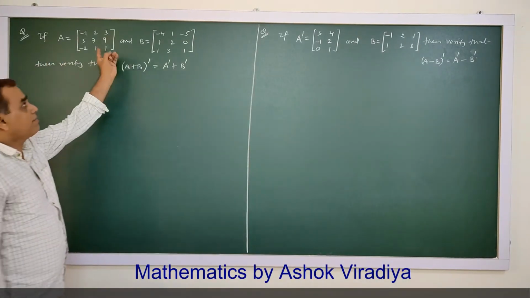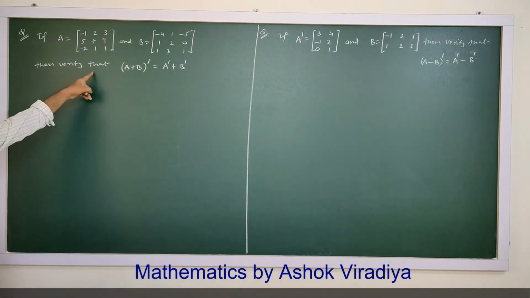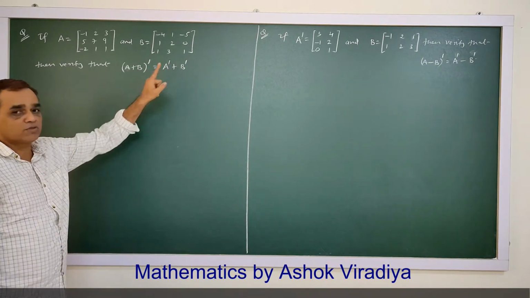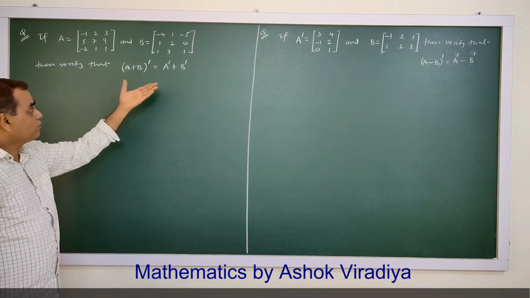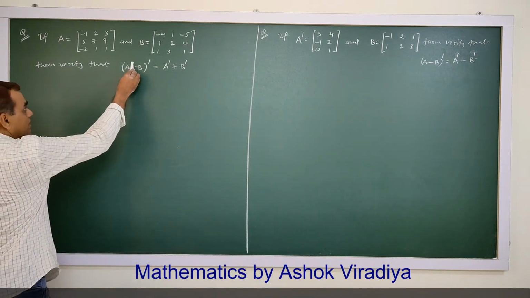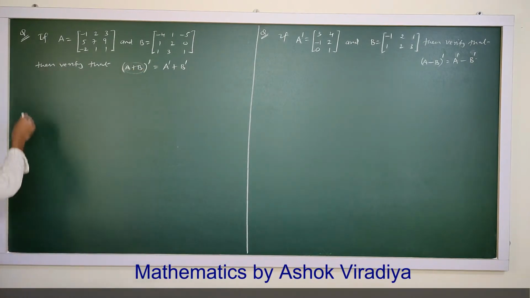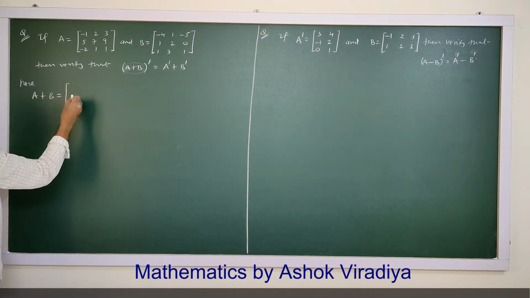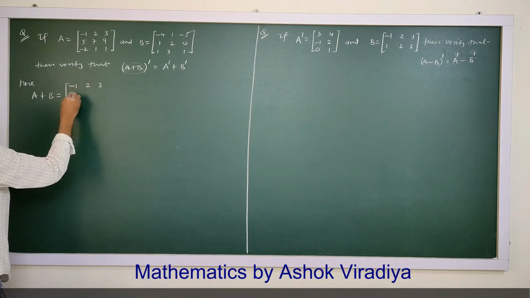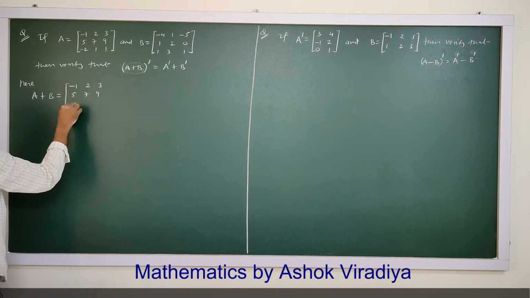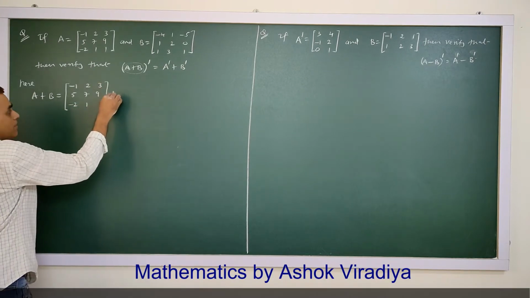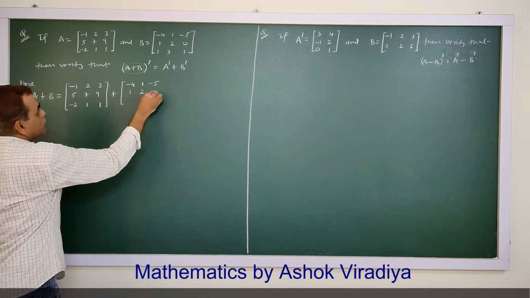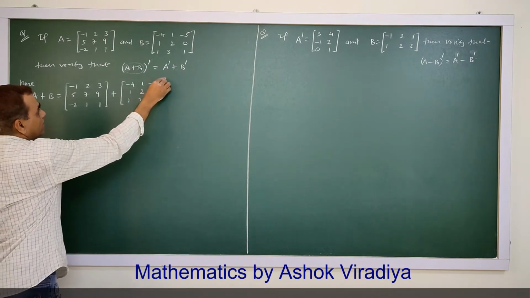If A and B are matrices, then verify that transpose of A plus B is equal to transpose of A plus transpose of B. So to verify this, first of all, we find A plus B. Here A plus B equals matrix A, which is minus 1, 2, 3, 5, 7, 9, minus 2, 1, 1, plus B, which is minus 4, 1, minus 5, 1, 2, 0, 1, 3, 1.